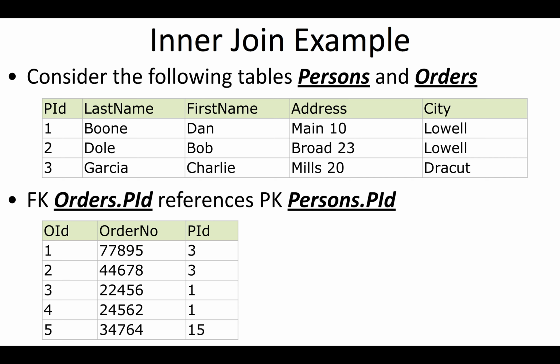So let's take a look at a couple of joins here. We have a couple of folks here and orders. We have Boone, Dole, and Garcia, and we have their addresses, their cities, and whatnot. And notice that we have some products, with the order numbers and whatnot. But notice that they're related to one another. The orders and the persons are related to one another through this foreign key. This foreign key tells me who ordered this.